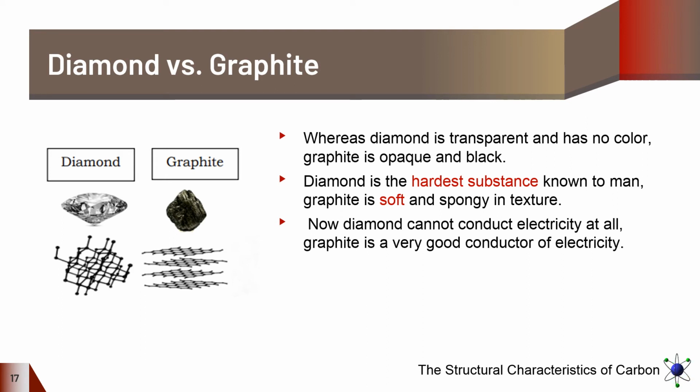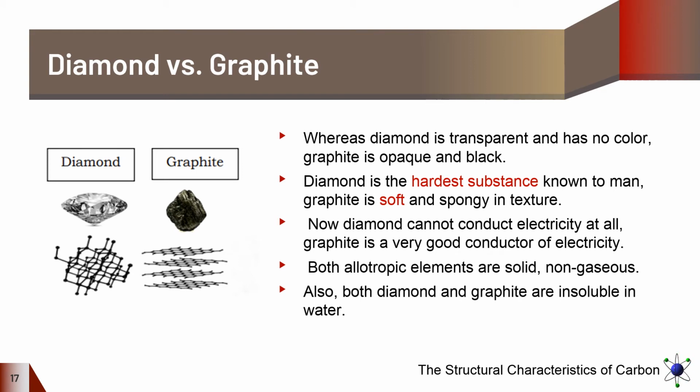Now, diamond cannot conduct electricity at all. On the other hand, graphite is a very good conductor of electricity. Both allotropic elements are solid. They are non-gaseous. Also, both diamond and graphite are insoluble in water.